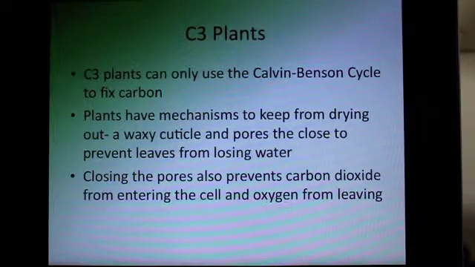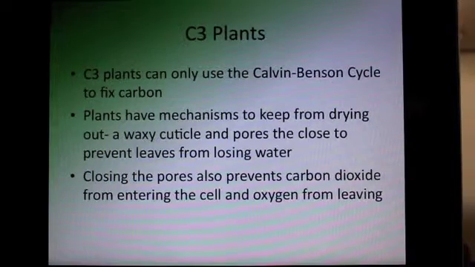Now, there are 3 different types of plants out there, and they all do the Calvin-Benson cycle in different ways. C3 plants can only use the Calvin-Benson cycle to fix carbon. So the only way they can make glucose is by doing that cycle of reactions I showed you on the last slide. These plants have mechanisms to keep from drying out, like a waxy cuticle on their leaves and pores that close to prevent the leaves from losing water. Because if a plant dries out, it's toast.